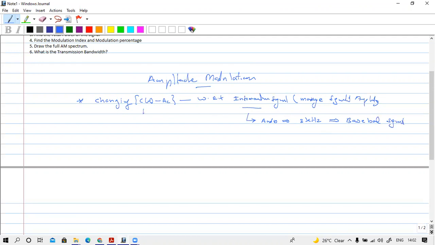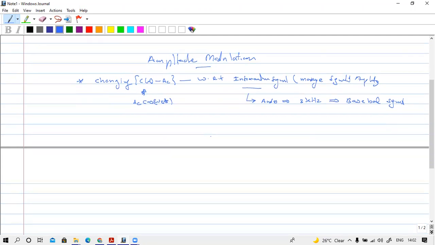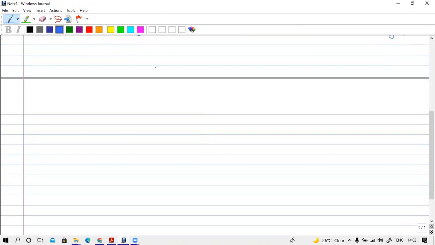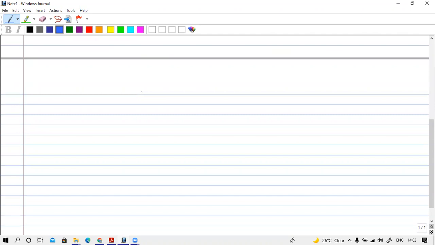And the carrier signal is normally a high frequency signal. We normally select a sinusoidal signal without any phase shift as a carrier signal. So this is amplitude modulation. You can remember that we can write the complete amplitude modulated signal, the complete AM signal.